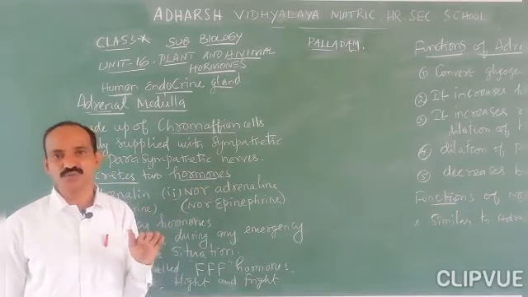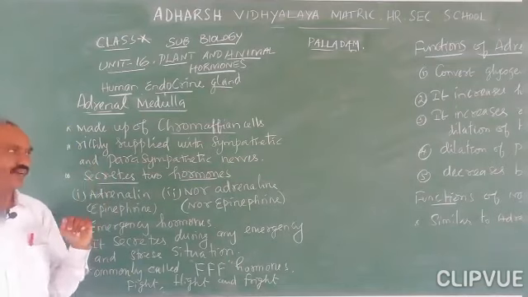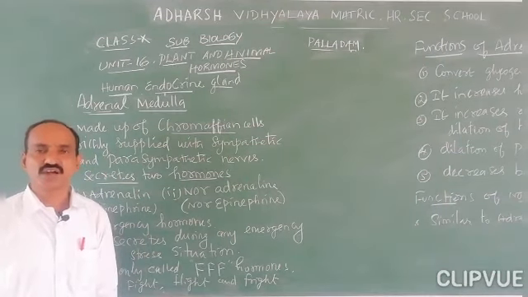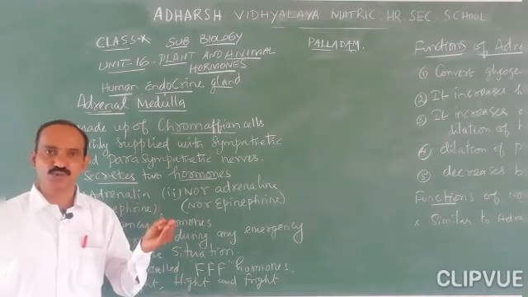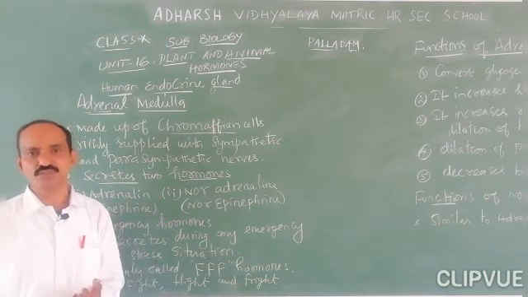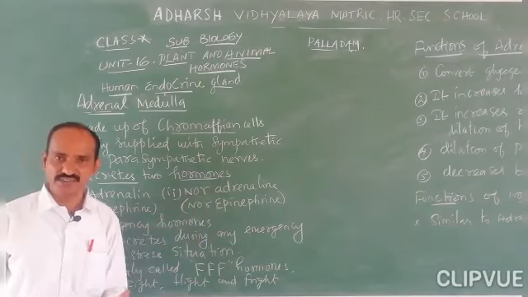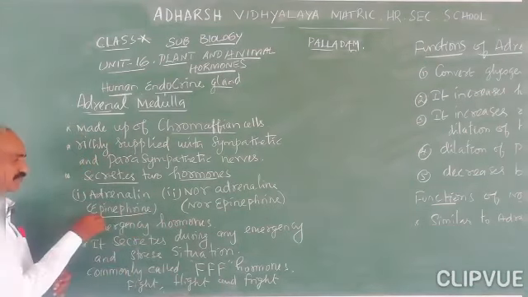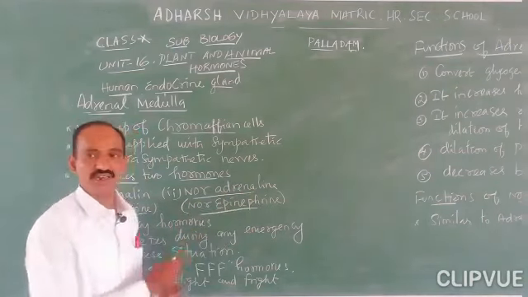The parasympathetic system brings things under control and maintains normal functions. Then this adrenal medulla secretes two hormones. Like the adrenal cortex secretes two hormones, glucocorticoids and mineralocorticoids, likewise the adrenal medulla also secretes two different hormones. One is adrenaline, another one is noradrenaline. Adrenaline's other name is epinephrine.